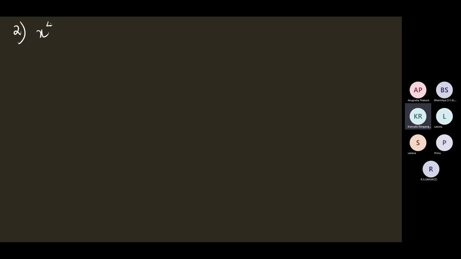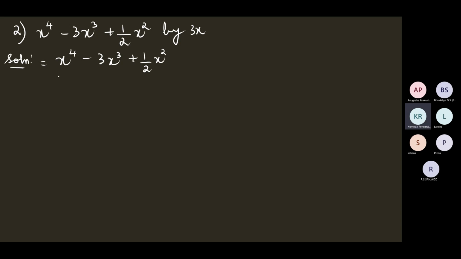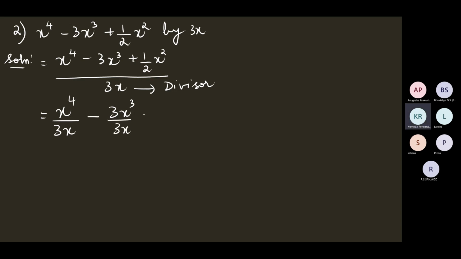Okay, so we need to divide x to the power 4 minus 3x cubed plus half x square by 3x. So how do you present this? It's x to the power 4 minus 3x cubed plus half x squared divided by 3x. This is the first step. Now you can see that the divisor is a monomial. It's a single term. So what you can do is divide the first term by the divisor 3x, minus the second term by the divisor 3x, plus the third term half x squared by 3x. This will be the first step.